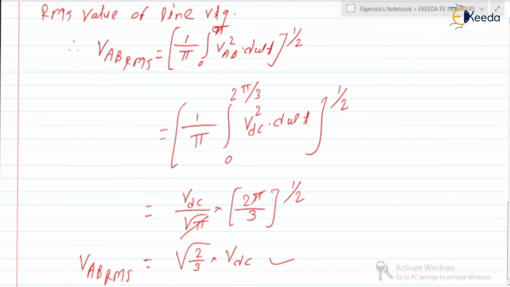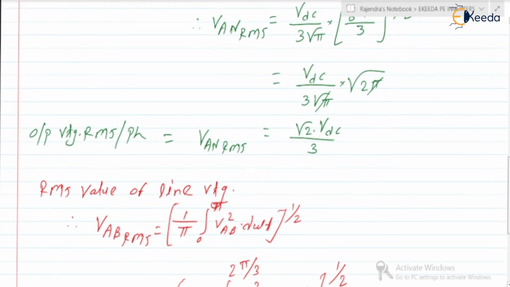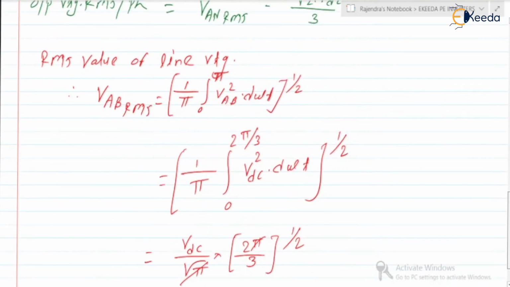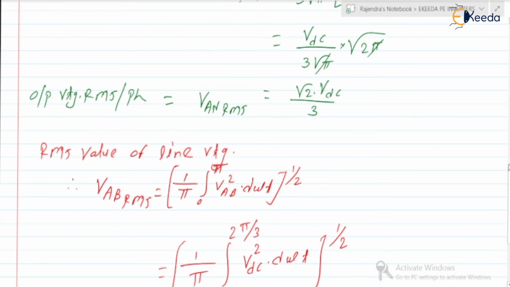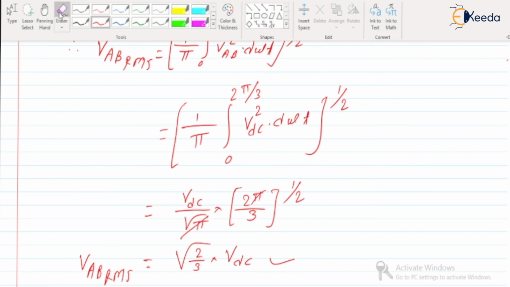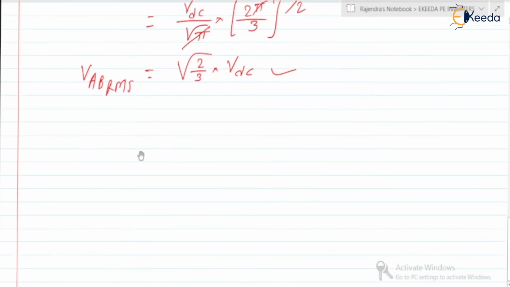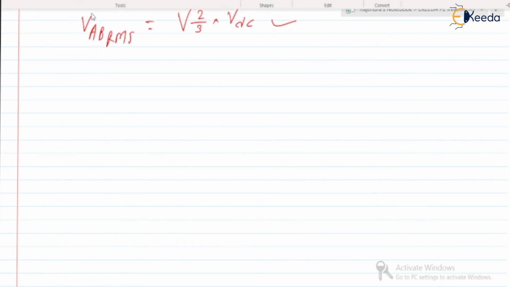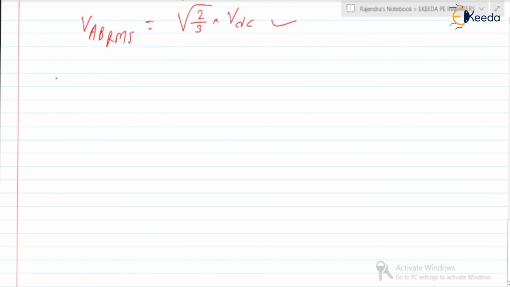If you check the line voltage and phase voltage, multiplying the phase voltage by root 3 gives the line voltage. Multiplying root 2 VDC by 3 with root 3 gives root 2 VDC by root 3, which is nothing but the line voltage. As the load is star connected, the line voltage is equal to root 3 into phase voltage, and it holds.